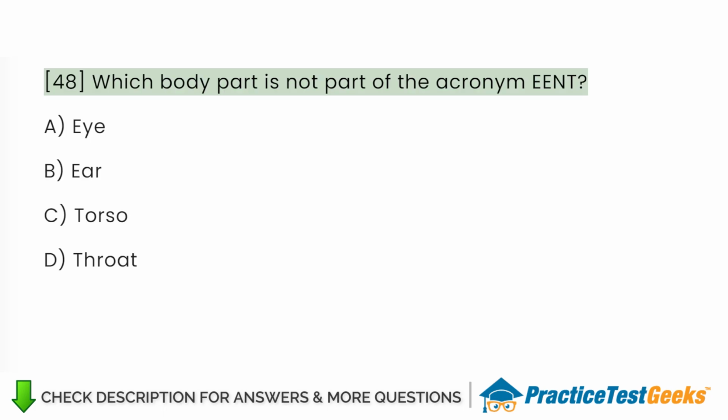Which body part is not part of the acronym ENT? A. Eye. B. Ear. C. Torso. D. Throat.